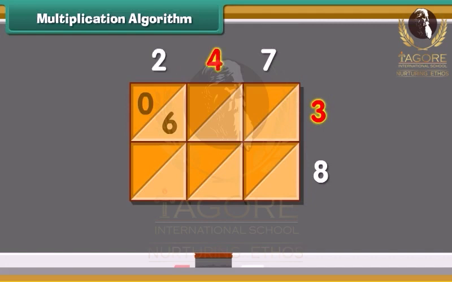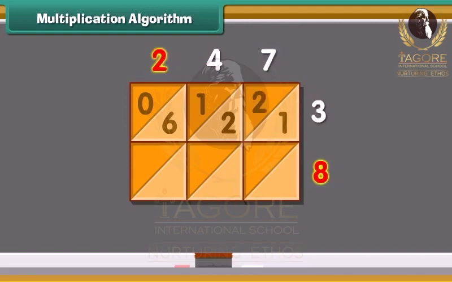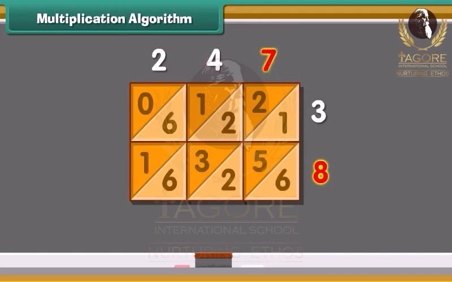Then multiply 4 by 3. 4 threes are 12. Write the answer in the box. Now 7 threes are 21. Similarly, 8 twos are 16. 8 fours are 32. And 8 sevens are 56.